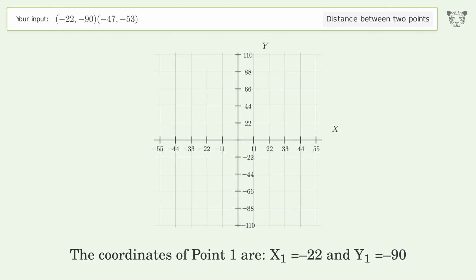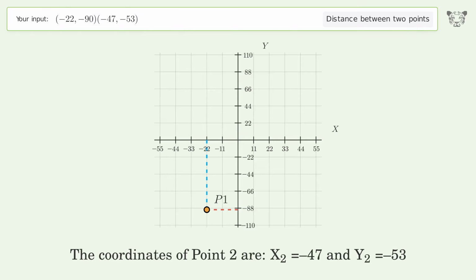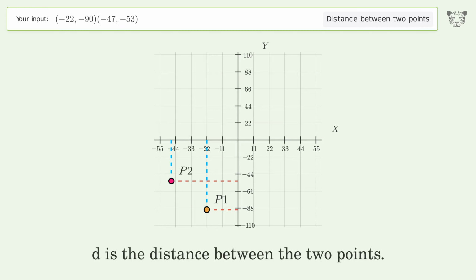The coordinates of point 1 are x1 equals -22 and y1 equals -90. The coordinates of point 2 are x2 equals -47 and y2 equals -53. D is the distance between the 2 points.